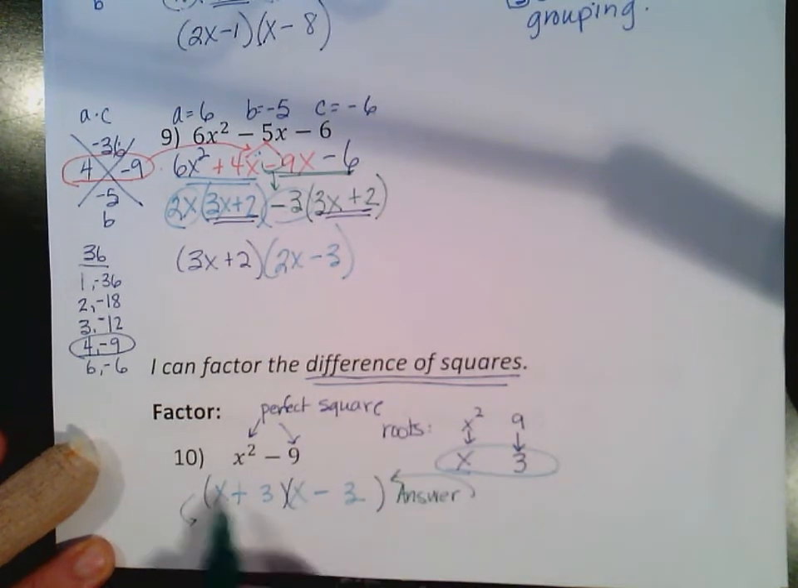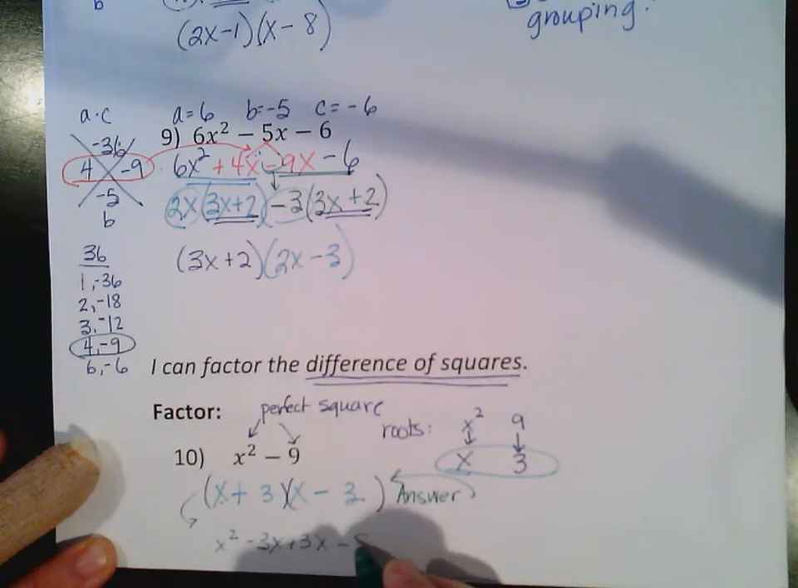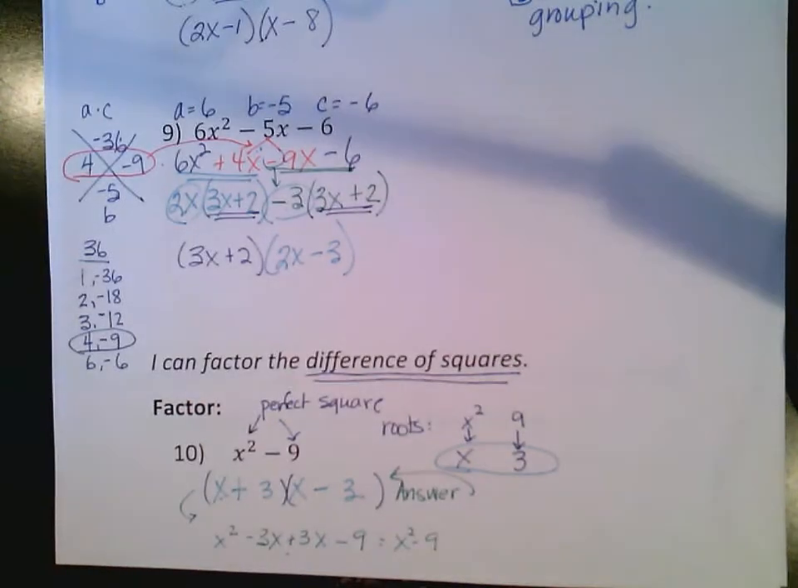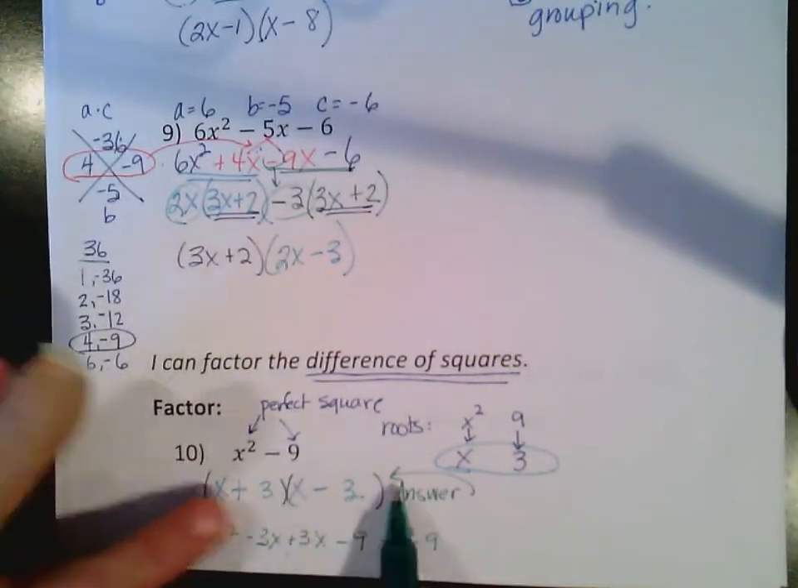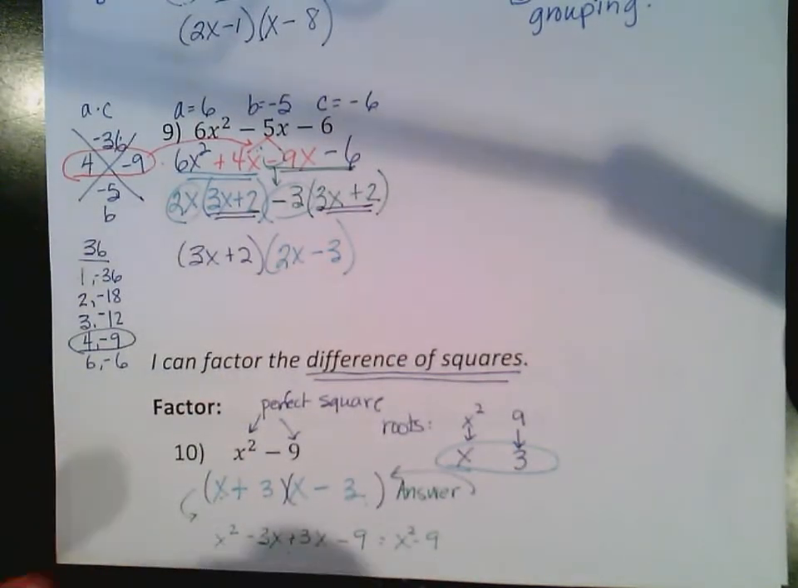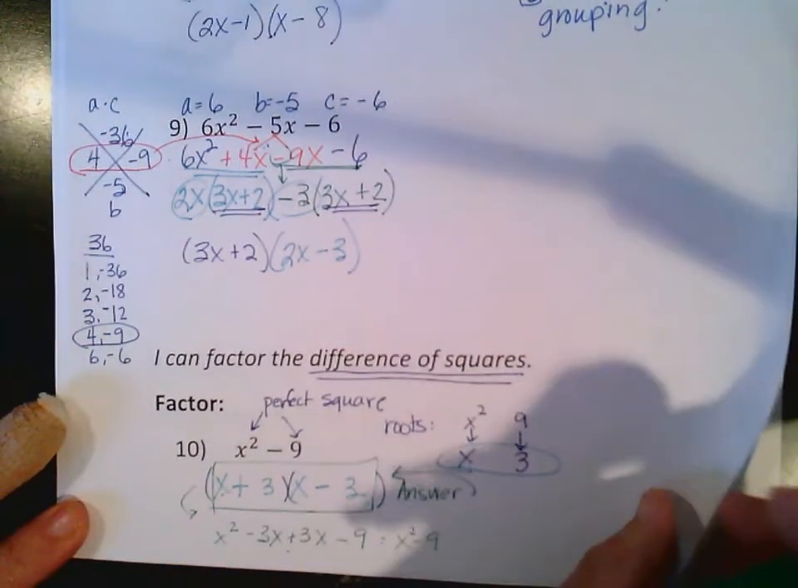But if I was to FOIL that back, what happens is I have x times x is x squared, x times minus 3 is minus 3x, 3 times x is 3x, and 3 times negative 3 is minus 9. And when I combine like terms here, the positive and the negative cancel, and I end up with x squared minus 9. So it'll multiply back to be that term. But the shortcut is that you have 2 parentheses, the roots go in both parentheses, one of them has a plus and one has a minus. So this would be your answer. But this just kind of shows you that if you multiply it back, you get what you started with.